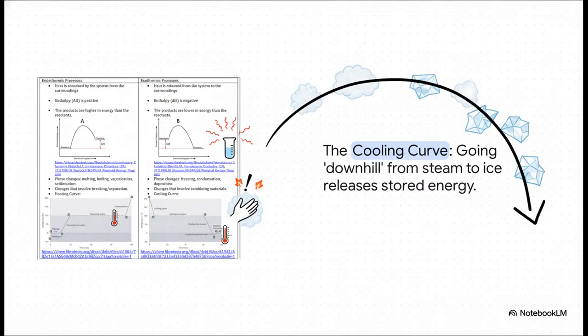And if we run it backwards, we get the cooling curve, the exothermic story. As steam condenses back to water and water freezes into ice, it goes downhill, releasing all that stored energy. This, by the way, is why a steam burn is so dangerous. It's not just that the water's hot, it's that when the steam hits your skin, it releases this huge extra burst of energy as it turns back into a liquid. That's what does the real damage.